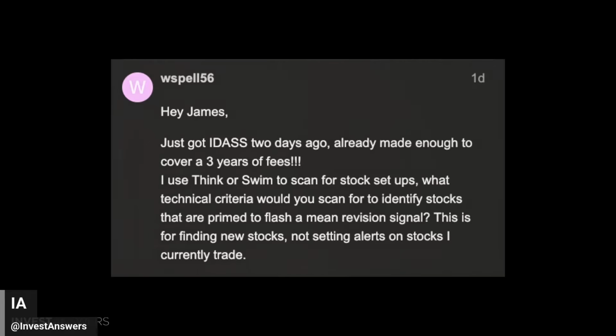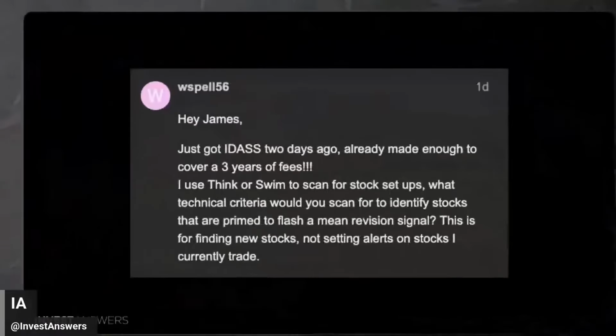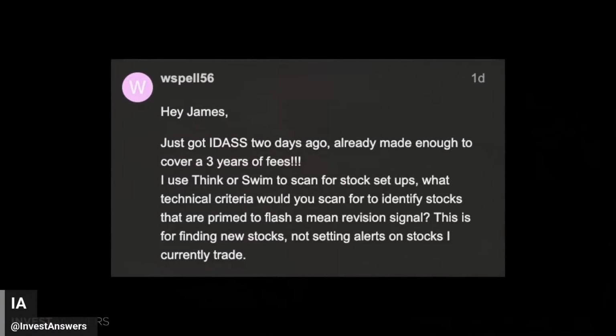What technical criteria would you scan to identify stocks that are primed to flash a mean reversion signal? This is for finding new stocks, not setting alerts on stocks I currently trade. So I go a little bit deeper. Let me read this again, make sure we've got the right end of the thing. Scan to identify stocks that are primed to flash a mean reversion signal.